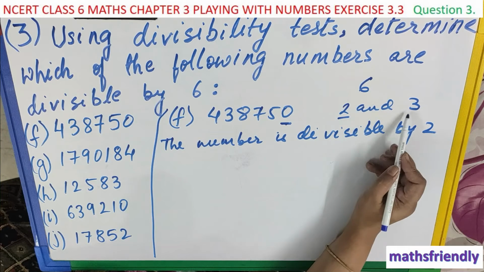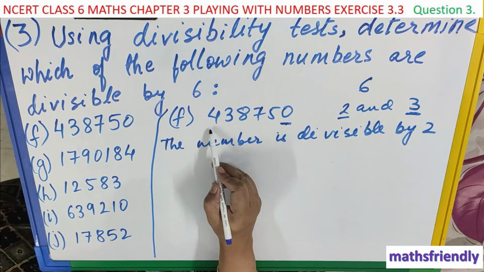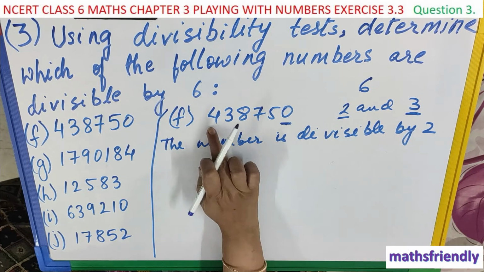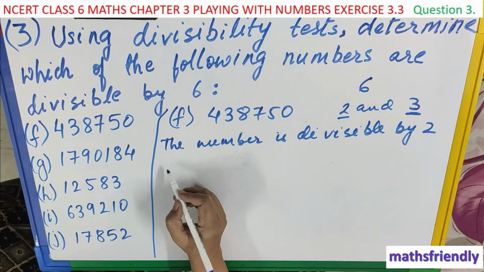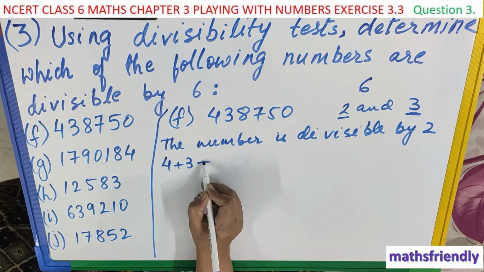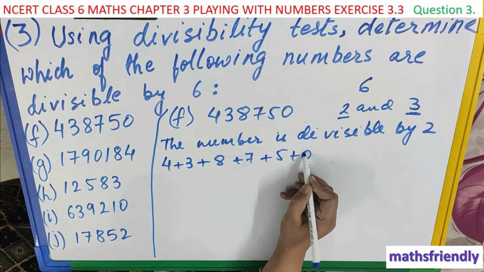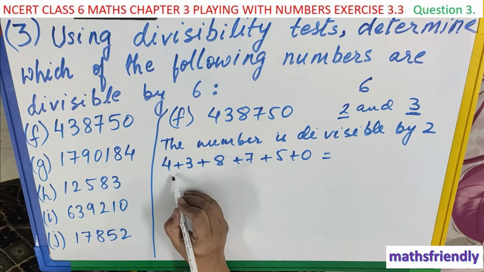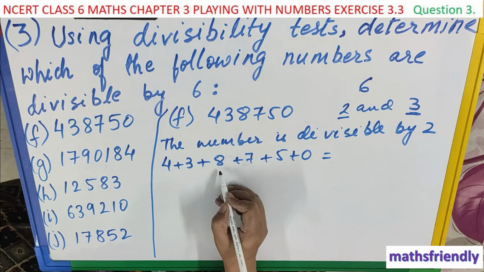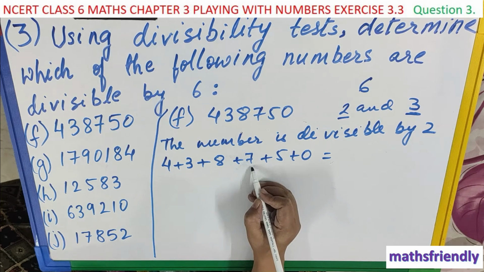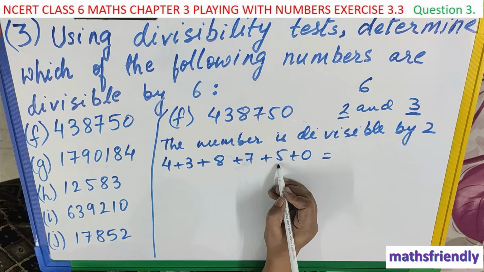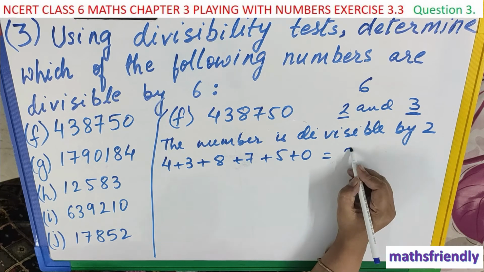Now, we have to check its divisibility by 3. For that we have to add the digits of this number. What are the digits? 4, 3, 8, 7, 5 and 0. We have to add all the digits of this number. 4 plus 3 is 7, 7 plus 8 is 15, 15 plus 7 is 22, 22 plus 5 is 27 and 27 plus 0 is 27.